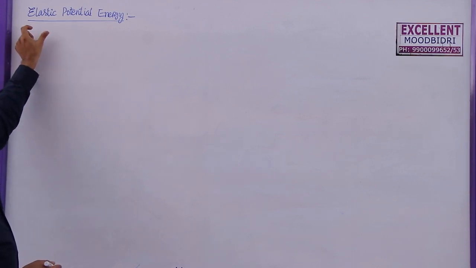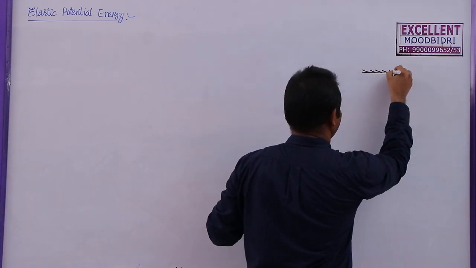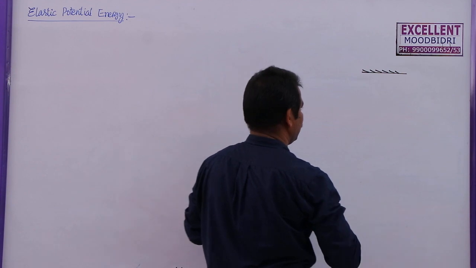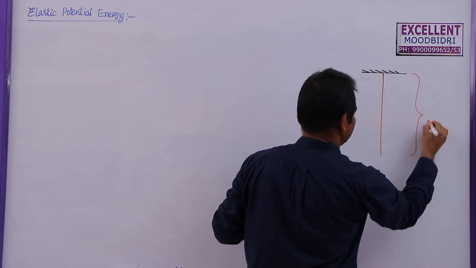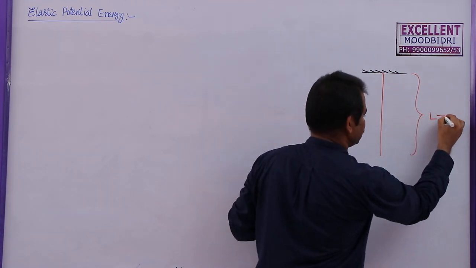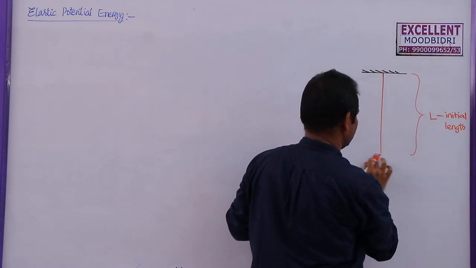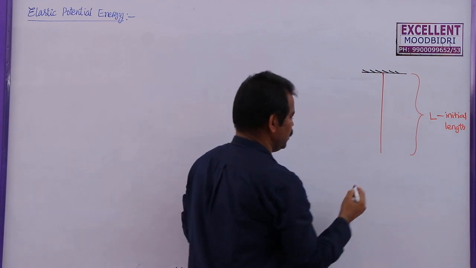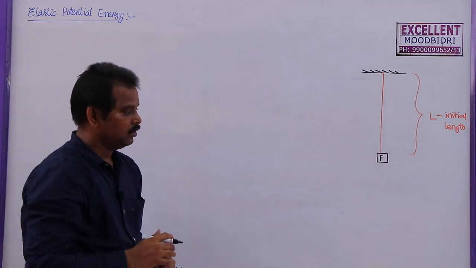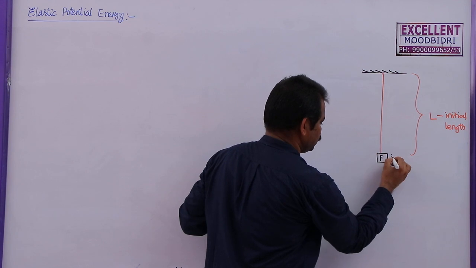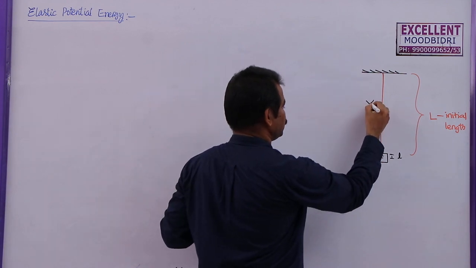Now the next topic is elastic potential energy. If you suspend a wire of original length L, so this is L, the original initial length, and if you suspend some load from it, let me take it as F. Due to this load, what is the extension produced? A little extension, I will take it as small l. The Young's modulus of this wire is Y.